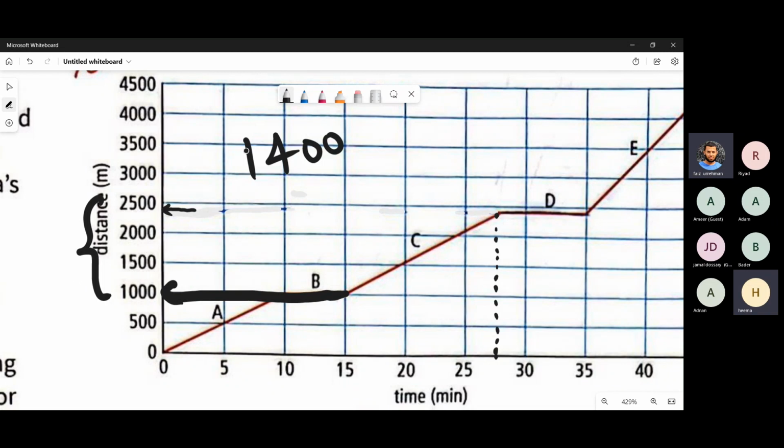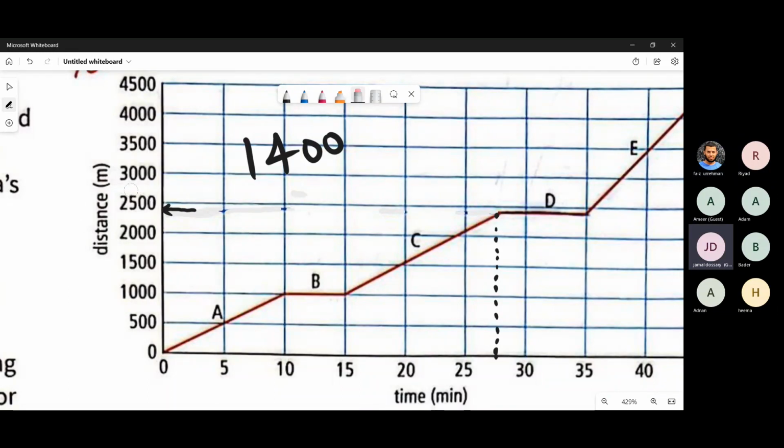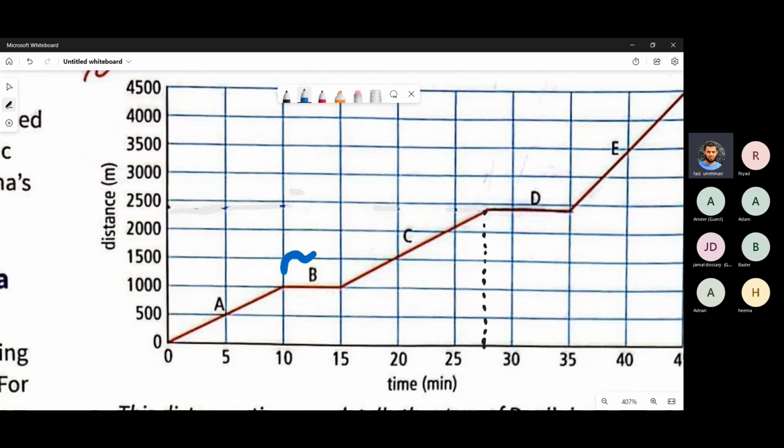Because from 1,000 he resumed his journey. He took 1,400 minutes? Distance. Jamal, please take a rest now. You need to take a 10 minutes break now.